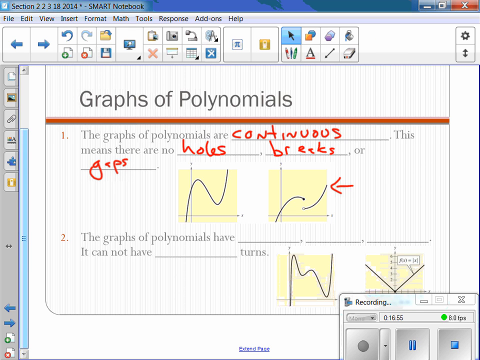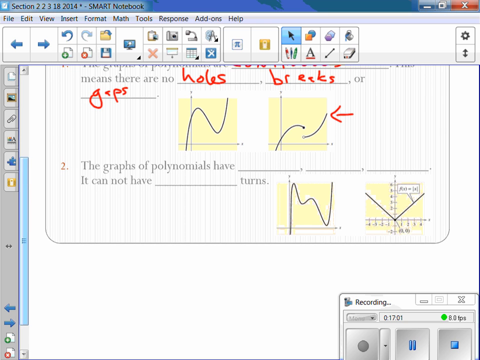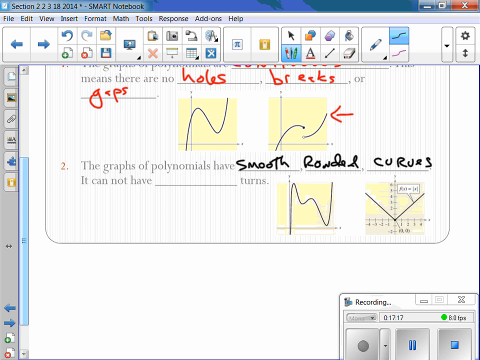The graphs of polynomials have smooth, rounded curves, without any sharp turns. So, the second graph here is a graph of what? Absolute value function. Is that a graph of a polynomial? Go to this first one. Yes. Can anyone tell me what the degree of this polynomial is?